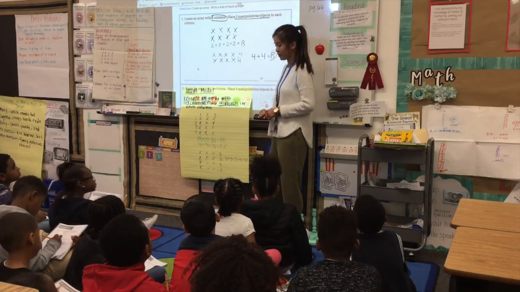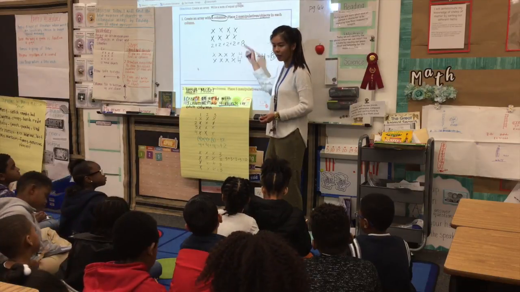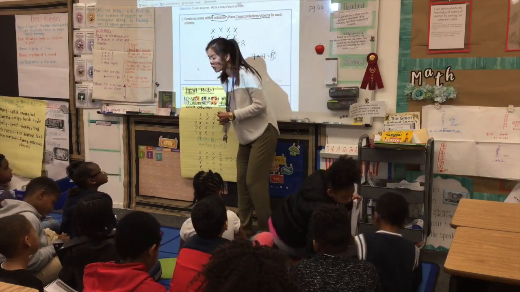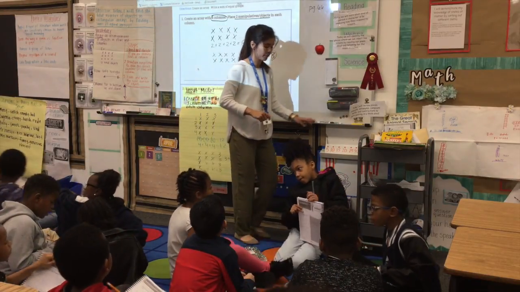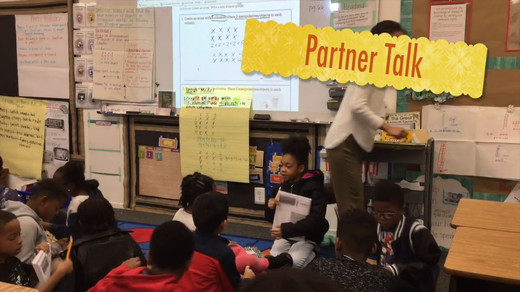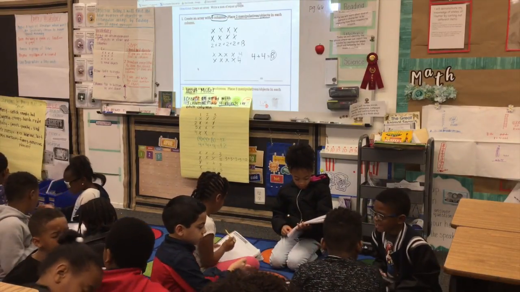All right, number 2. You and your partner are doing number 2. You have to show me both ways. Everyone got that? Yes. And you may be a little confused. That's okay. We're going to have more practice tomorrow. Okay, go ahead and turn to your neighbor. Ready?